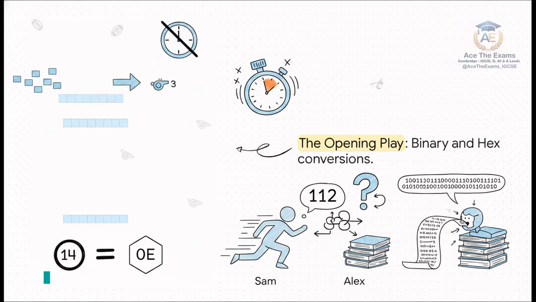But look at Sam. Sam is our rusher. Sam sprints right past the command words, gets the binary perfectly right, but then completely botches the logical shift because they misread right for left in their panic to beat the clock. Result, 0 marks for the shift.